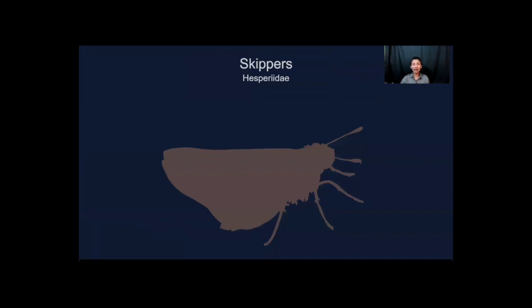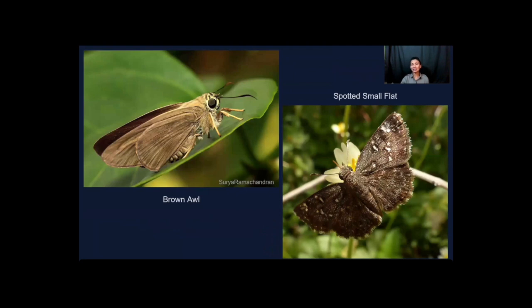The skippers are not as brightly colored as all the other families of butterflies. They mostly come in shades of browns and often can be mistaken for moths. Look at that large eye of the brown owl butterfly on this photograph. Look at the hairy body and legs. Isn't it? Look at how this spotted small flat is sitting with its wings spread out. Very unlike a butterfly that usually sits with its wings folded over its back.